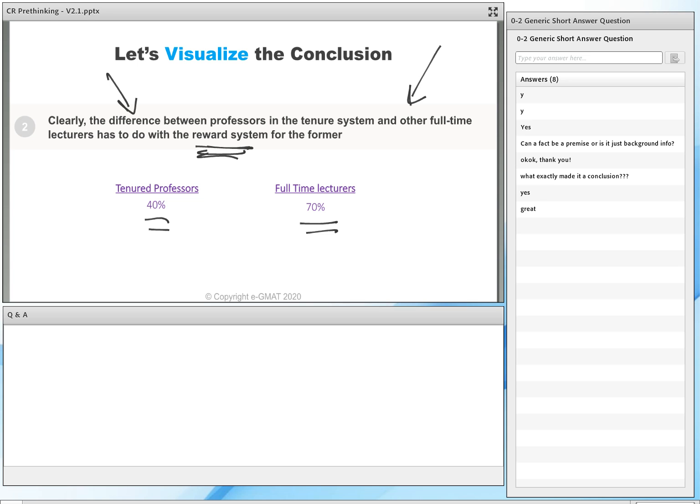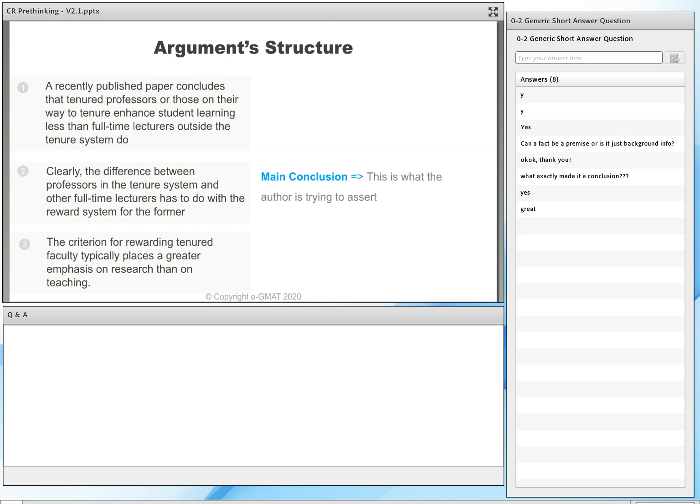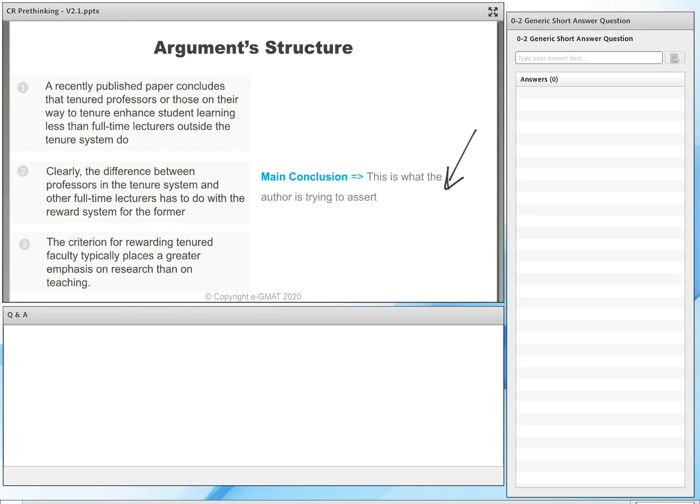But what you really have to do when you read the claim is compare two entities, the reward systems over here. Tenured professors have less of a reward around teaching, because I know the context is about improving student outcomes, and full-time lecturers have a greater proportion of the reward towards teaching. The other piece you have to understand is the author is not disputing what's written in statement 1. He's just stating a reason for it, and he's saying the reason is that reward system. That's really important. This is what the author is trying to assert. That is why this is the main conclusion over here. This is what he wants you to believe.